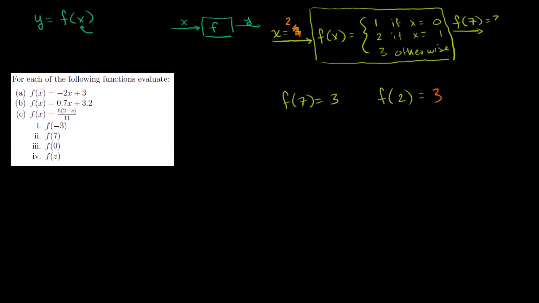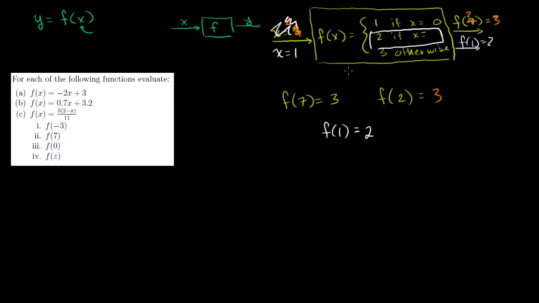So f of 2 is also equal to 3. Now, what happens if x is now equal to 1? Well, f of 1 is going to look at its rules right here. Oh, look, x is equal to 1. I can use my rule right here. So when x is equal to 1, I spit out a 2. So f of 1 is going to be equal to 2. That's all a function is.